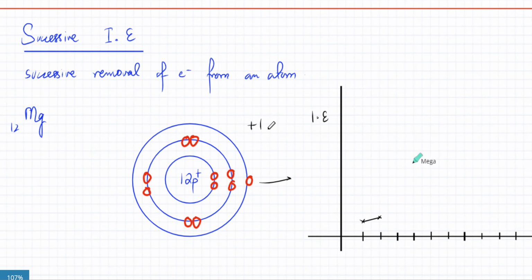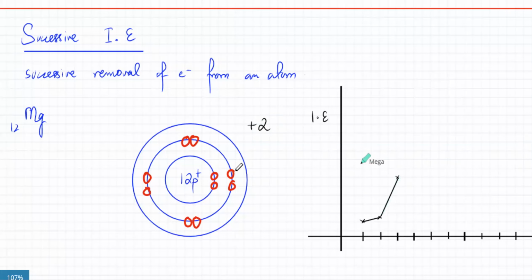Now you've removed the second electron as well, and every time this happens, the positive charge continues to increase. What about the third electron now? What would happen with the third electron? There would be a great increase. Okay, so removing the third electron, there's going to be a pretty big jump.